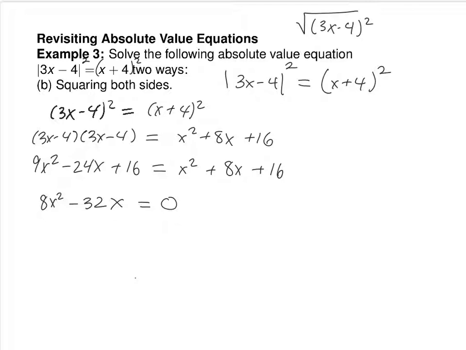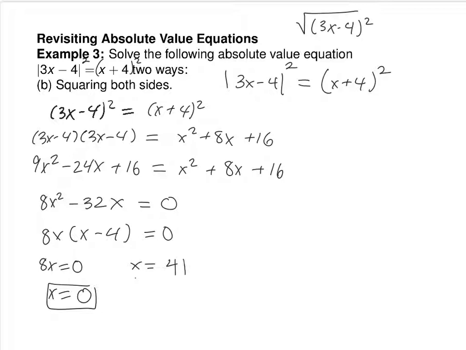And then there probably is a greatest common factor, right? 8. Mm-hmm. And one thing is 8x equals 0, so x is 0 is an answer, and x equals 4. You would need to check, but why don't we have to?